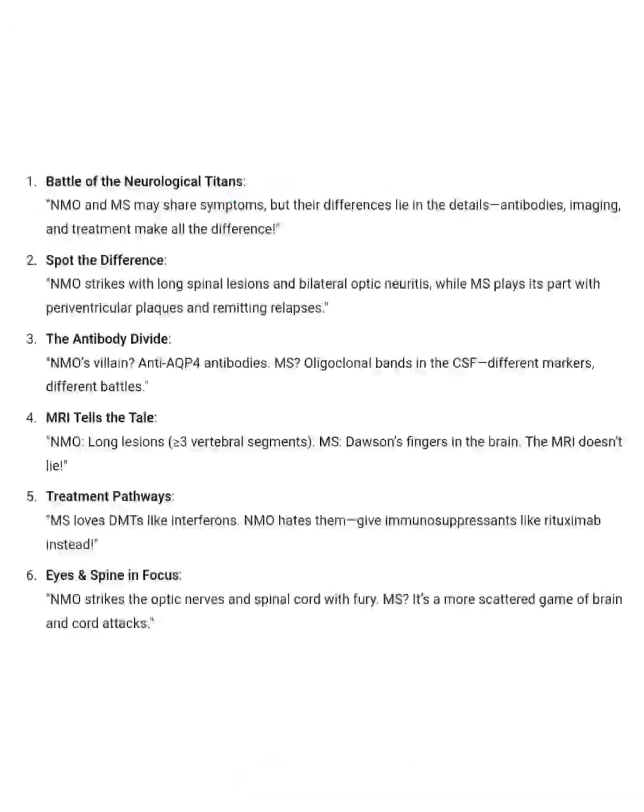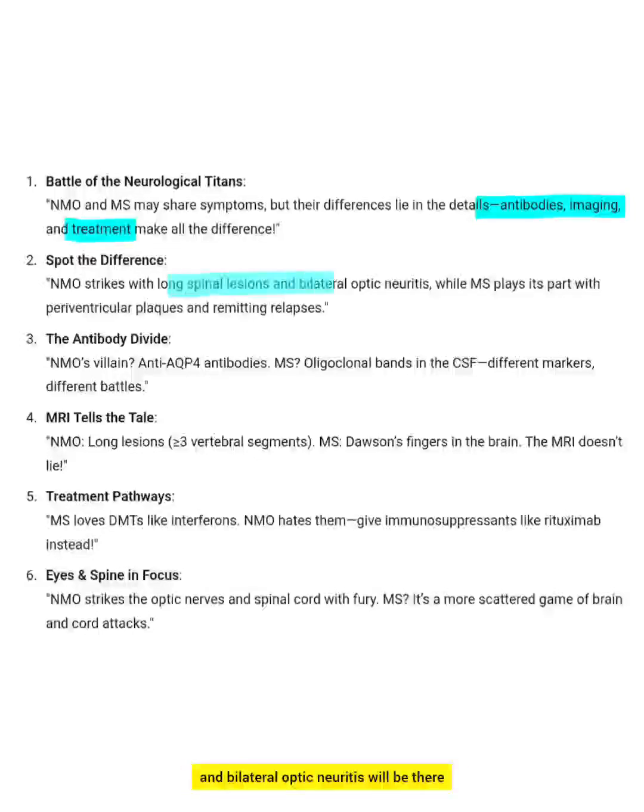Okay. So now let's summarize the topic. So there is a battle of neurological titans, right? Neuromyelitis optica and multiple sclerosis. They may share similar symptoms, but the differences lie in the details, like what antibodies are present, imaging, and treatment, right? Spot the differences. Now NMO strikes with long spinal lesions and bilateral optic neuritis, while multiple sclerosis plays its part with periventricular plaques and relapsing remitting course, right?